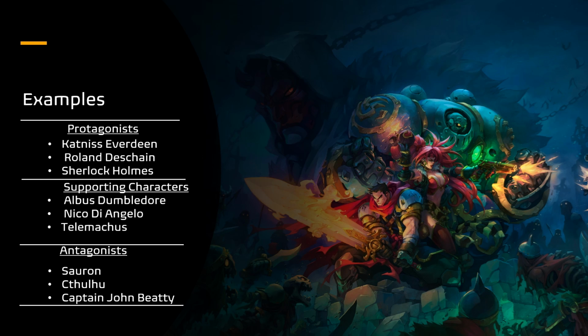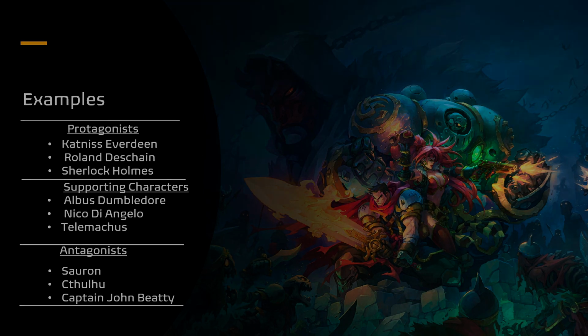For antagonists, we have Sauron from John Ronald Reuel Tolkien's The Lord of the Rings series, Cthulhu from Howard Philip Lovecraft's Call of Cthulhu, and finally, rounding out all categories, we have Captain Beatty from Ray Douglas Bradbury's Fahrenheit 451.